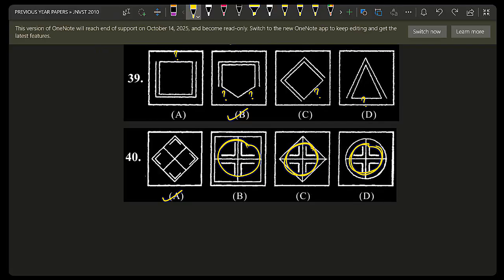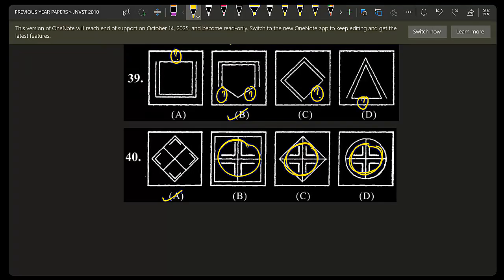Vihan. Sir, question 39, I do not understand. How many outer lines are missing in option A? Sir, one. Here, C, one. D, one. But in option B, two are missing, right? Yes, sir.